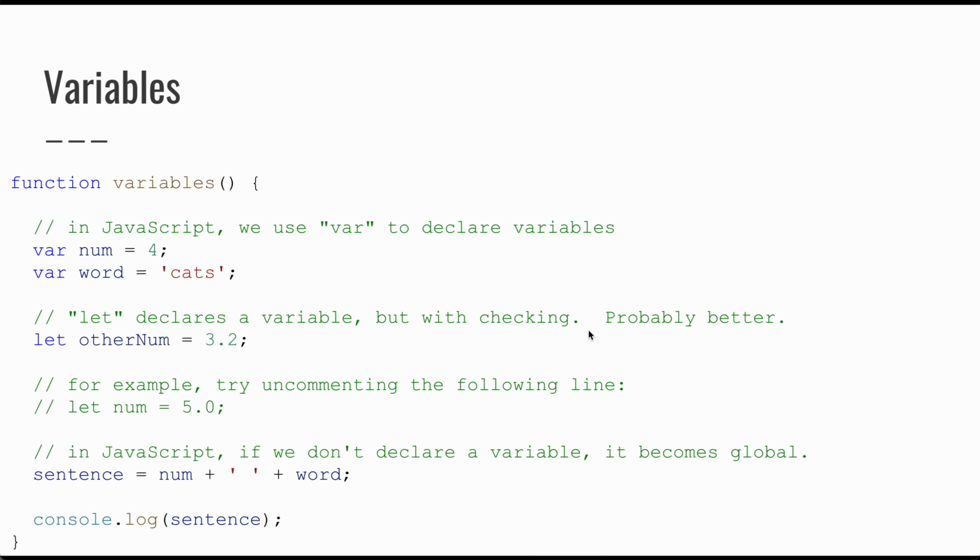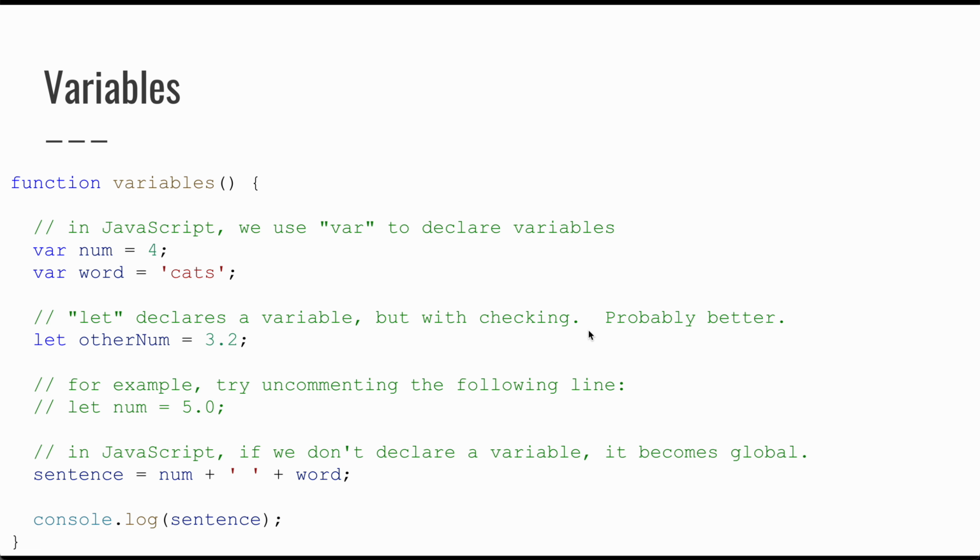With variables, we have a few different ways we can declare those. As said before, you can use var, V-A-R, which I believe is short for variable. Nobody's ever told me differently. And var num equals 4 basically creates a variable and assigns the value 4 to it. But typically we declare variables using let.